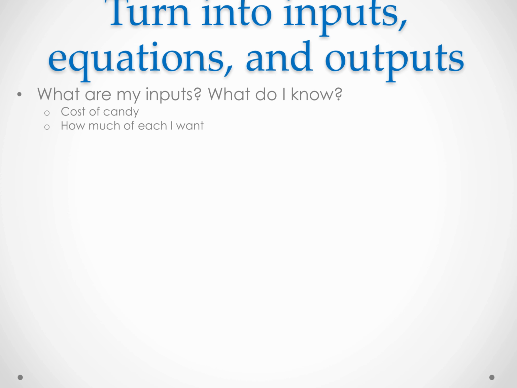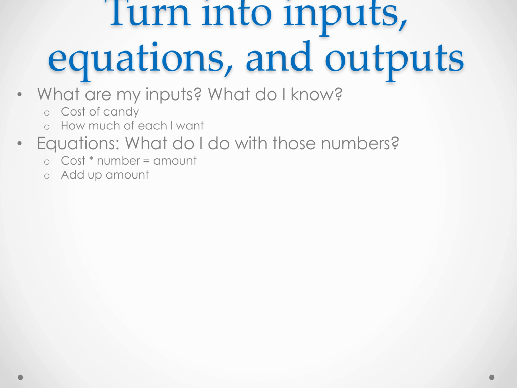So obviously, you can write down the cost of each candy type. You can also write down how much of each that you want. So those are our variables. Now, our equations are, what do you do with those inputs? What do I calculate with those numbers? And in this case, it's fairly simple. You take the cost of each candy, you multiply it by the number of candies that you want to buy. That gives you the amount for that candy, and then you add up the amounts for each of the candies.